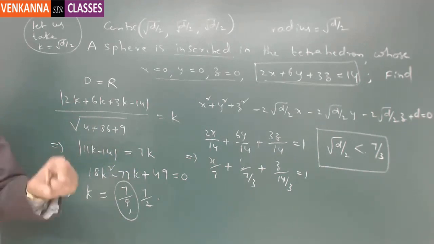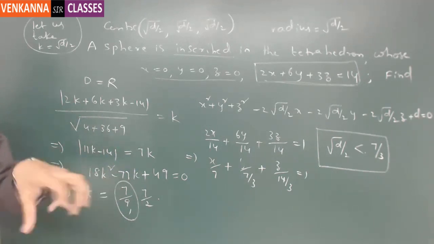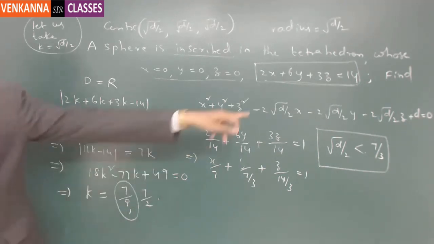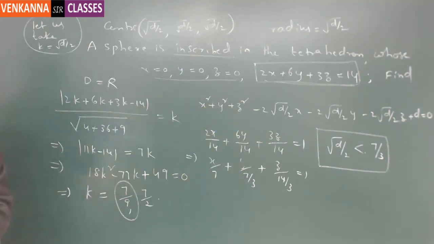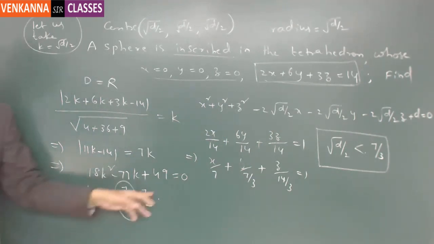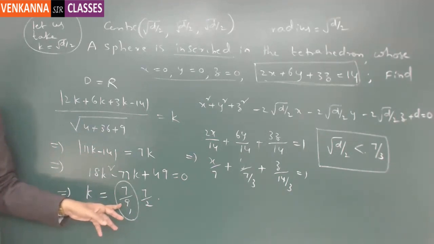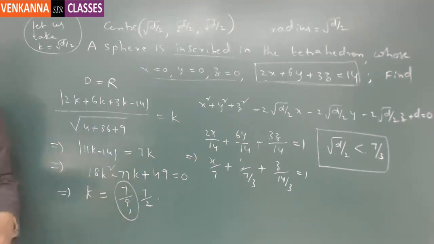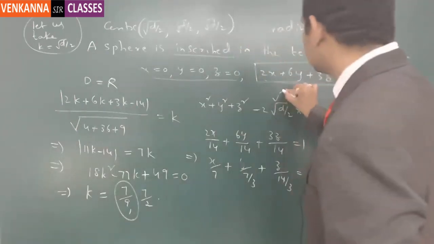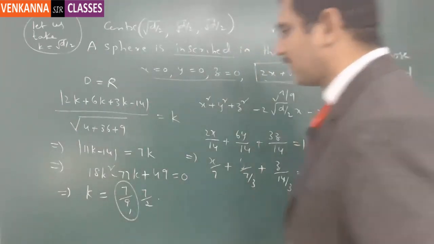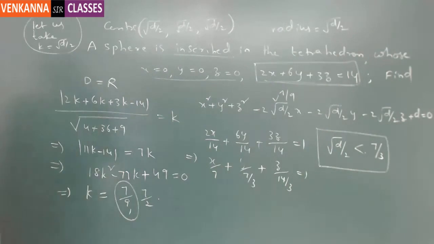So in order to fit a sphere in the plane, the tetrahedron type, these intercepts must be less than the plane intercepts that were made. That's why root d by 2 must be less than 7 by 3. So among the two values, we consider 7 by 9 because it is less than 7 by 3. So by substituting this 7 by 9, we get our required answer. That's it.